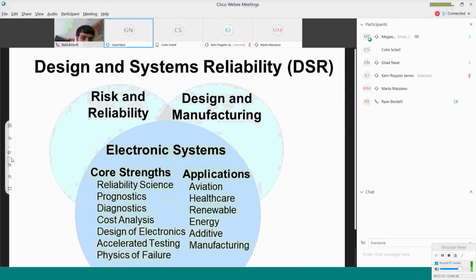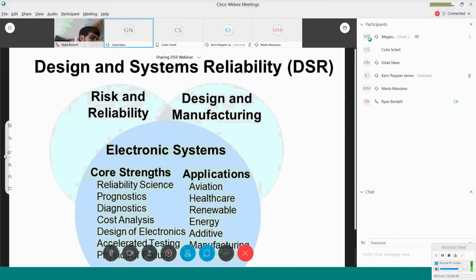So the areas that we look at for electronic systems are reliability science, prognostics and diagnostics, which is understanding what the characteristics of failure look like, and then using that information to predict how long systems will last. What are the impacts of reliability on the cost of the overall product, along with, as mentioned before, risk and reliability, the development of models and testing procedures to improve that reliability.